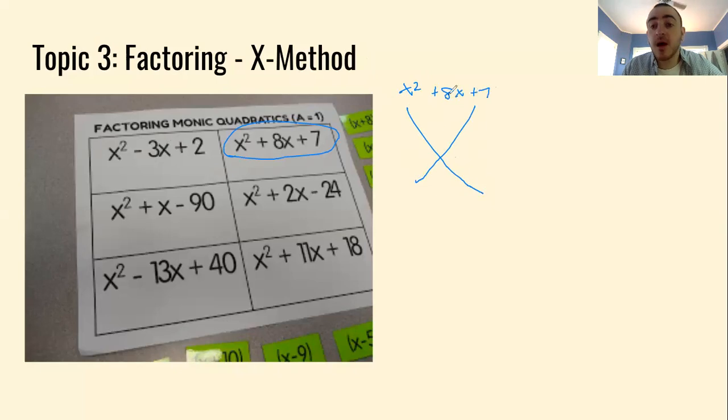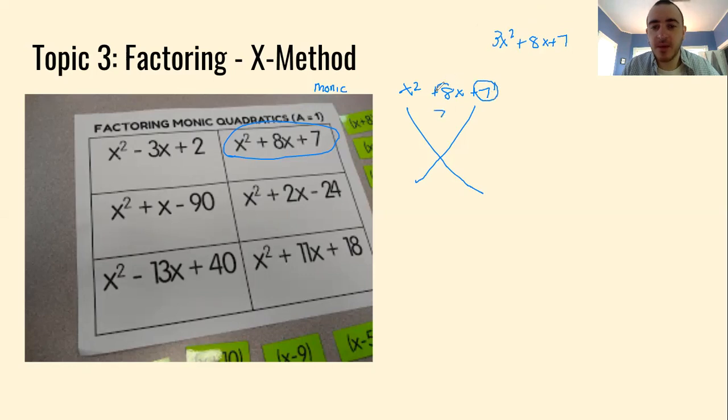So, remember, if we start with this one, we have x squared plus 8x plus 7. Because there's no number in front of this x squared, this is a monic factoring. We also learned about non-monic factoring, where you have a number in front of the x squared, but you're lucky, there's not going to be any non-monic things on the final.